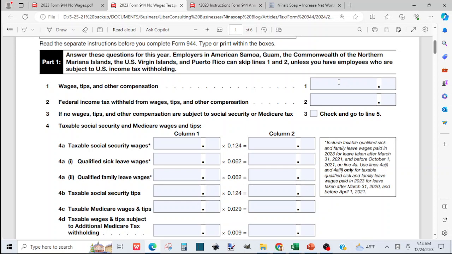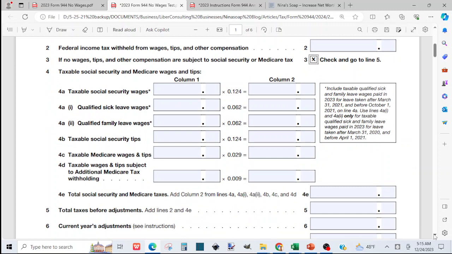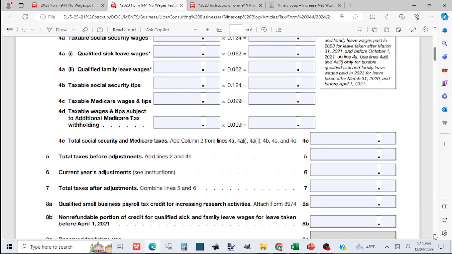So no wages are paid, line 1 will remain blank. Line 2, federal income tax withheld from wages, tips, and other compensation. It is 0 for you if you didn't pay any wages, so you leave it blank. If no wages, tips, and other compensation are subject to Social Security or Medicare tax, you check that box and you go to line 5. So we do that, leave line 4 blank, and go to line 5.